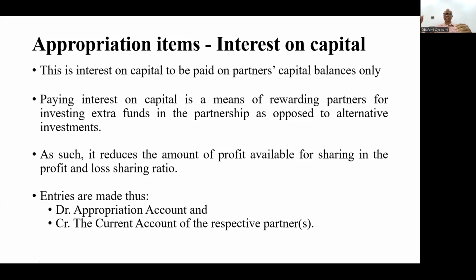After arriving at your net profit and coming down to the extended part of the income statement, you then have interest on capital to be appropriated. The business is the one that is paying, so you debit the appropriation account and credit the current account of the respective partners. That's just what it is. Paying interest on capital is a means of rewarding partners for investing extra funds into the business, as opposed to an alternative investment. The alternative could have been to source a loan from a commercial bank or whoever.